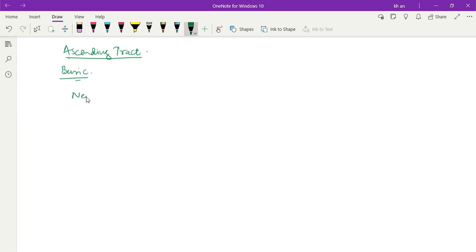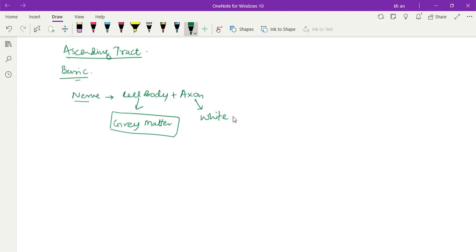So what is basically a nerve? A nerve consists of cell body plus axons. The cell body makes up the gray matter in the central nervous system, so all the gray matter in the central nervous system contains cell bodies, and axons make up all the white matter in the central nervous system. Wherever you see white matter, it is basically axons.